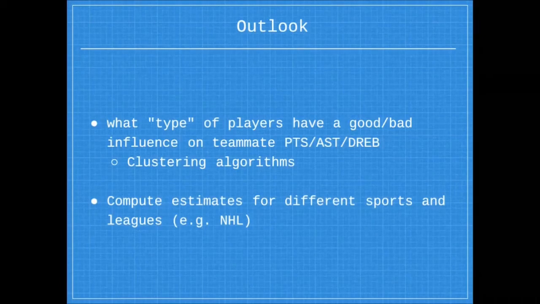There's research that can be done regarding what type of players have a positive influence on their teammates' box score statistics. Maybe through clustering algorithms, we can find out whether floor stretchers have a positive influence on their teammates' field goal percentage, or obviously good passers probably also have a positive influence. Further, we can also compute estimates for different sports and leagues. This is something we can also do in hockey for the NHL, for example. And that's it. Thank you.